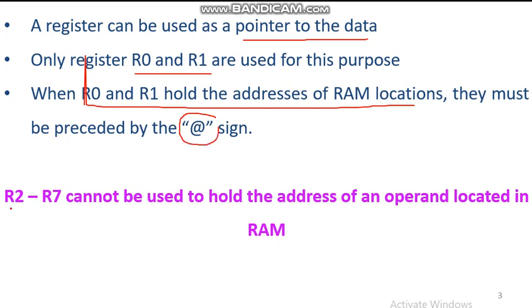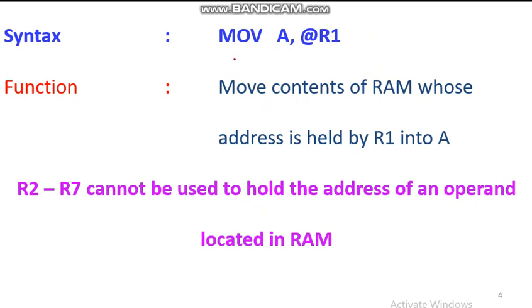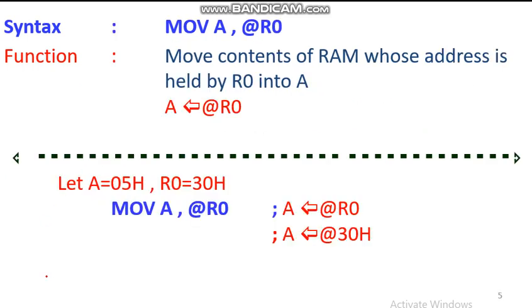We cannot use registers R2 to R7. These are not allowed. The only ones you can use are R0 and R1. So the meaning of MOV A, @R1 is: move the content of the location pointed by R1 into register A. Of course we cannot use registers R2 to R7, only R0 and R1 are allowed.